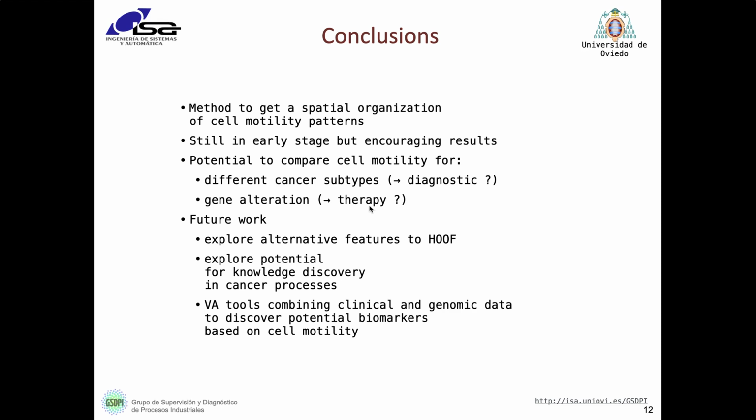Being in an early stage, there is a lot of interesting future work, including exploring alternative features for local motility characterization, such as divergence or rotational, used in classical vector field analysis. Exploring the potential for knowledge discovery in cancer processes. And developing visual analytics tools combining clinical and genetic data to discover connections among those domains, potentially useful to develop biomarkers based on cell motility.